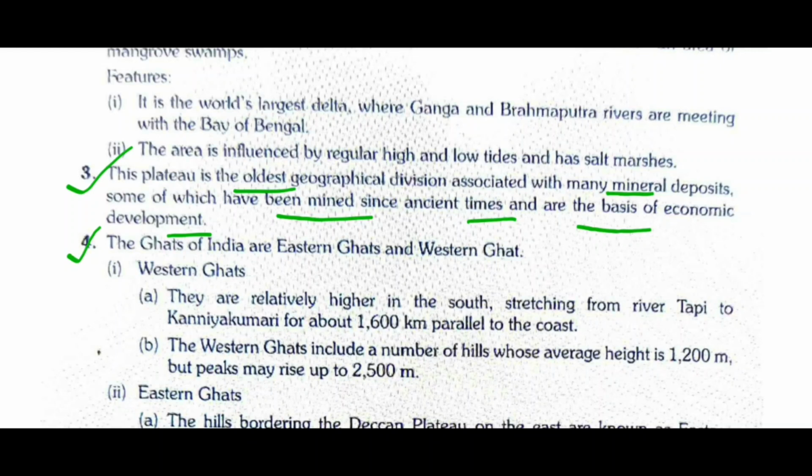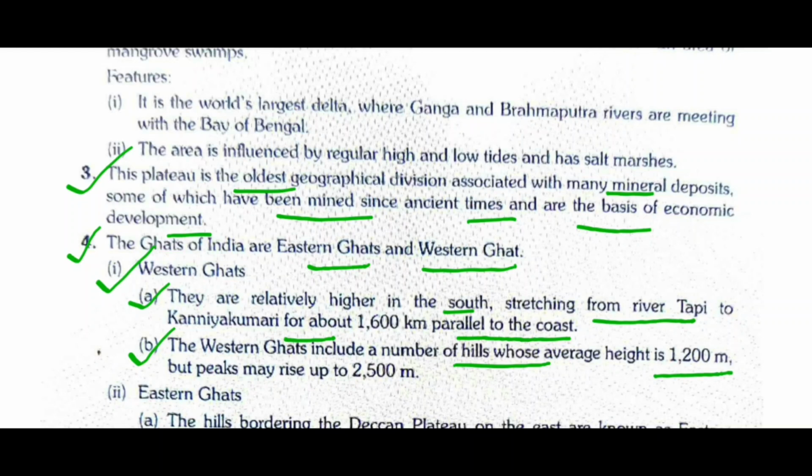Next, question number 4. Write a short note on the Ghats in India. The Ghats of India are the Eastern Ghats and the Western Ghats. First we'll discuss the Western Ghats. Point A, they are relatively higher in the south, stretching from river Tapi to Kanyakumari, about 1600 km parallel to the coast. Point B, the Western Ghats include a number of hills whose average height is 1200 meters, but peaks may rise up to 2500 meters.